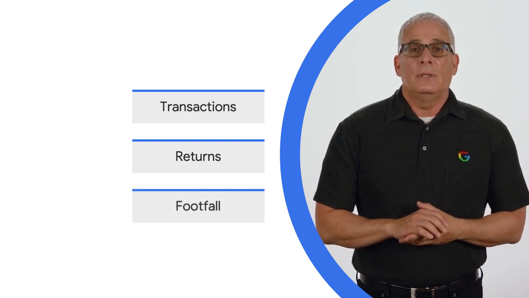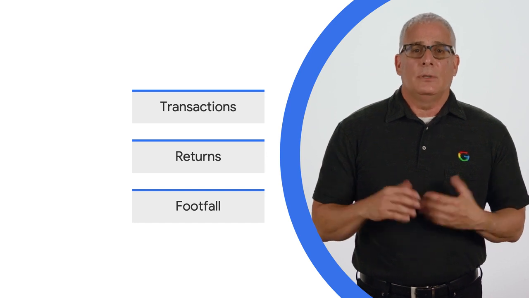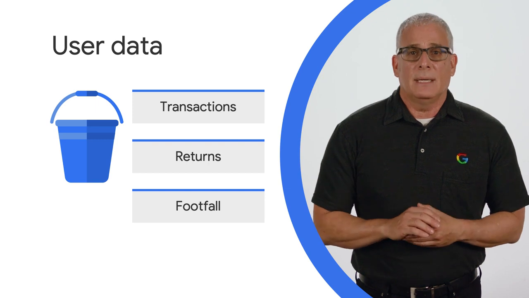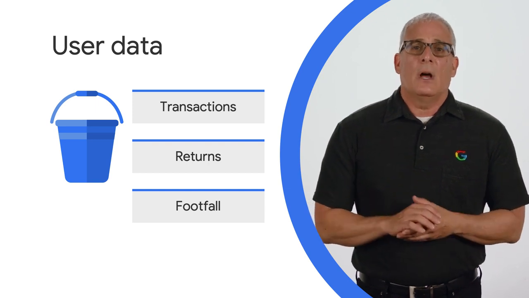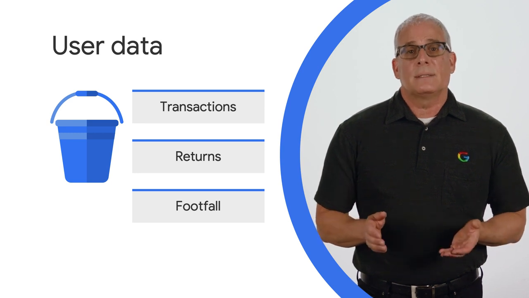Another is footfall in your stores. You may have noticed that all of these data sets are about your users. User data is therefore your first data bucket. This category contains all data from customers who use or purchase your services and products.